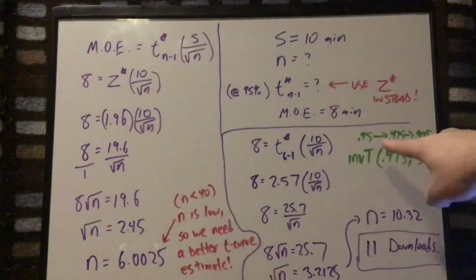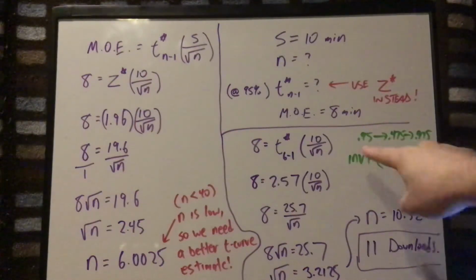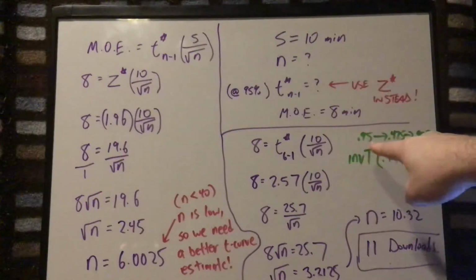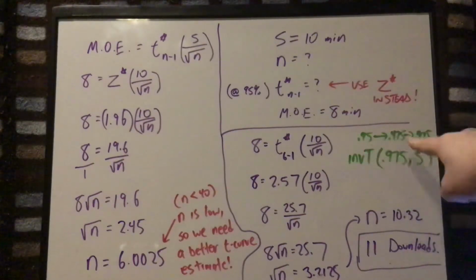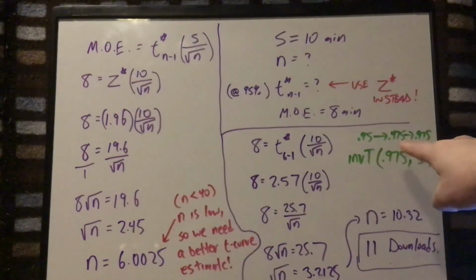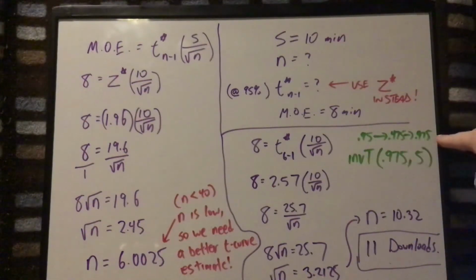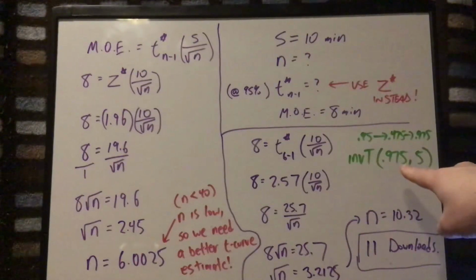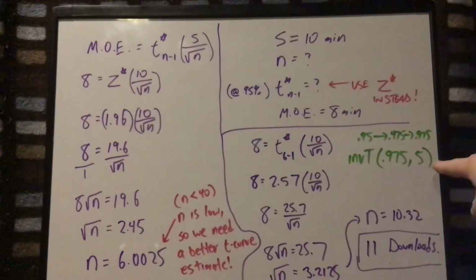So what I show here is what you should do in your calculator. You want 95% confidence. Cut the 95% in half. So 0.95 cut in half is 0.475. And 0.475 plus 0.5 is 0.975. Now, what's the t-score associated with this? Do inverse t of 0.975 with 5 degrees of freedom.